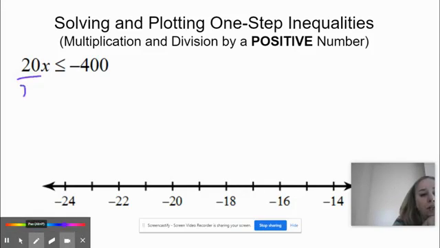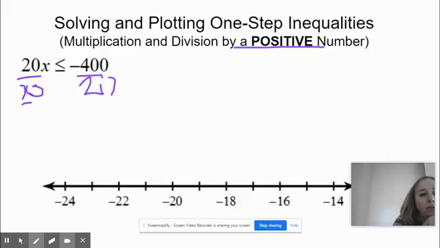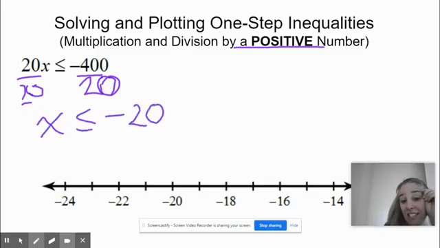Divide by 20, a positive 20, right? Because we're dividing by a positive number. That's an ugly 20, but I'm hoping you get the idea. I will get used to this computer soon. So we have x is less than or equal to negative 20, right? Because negative 400 divided by 20 is negative 20.